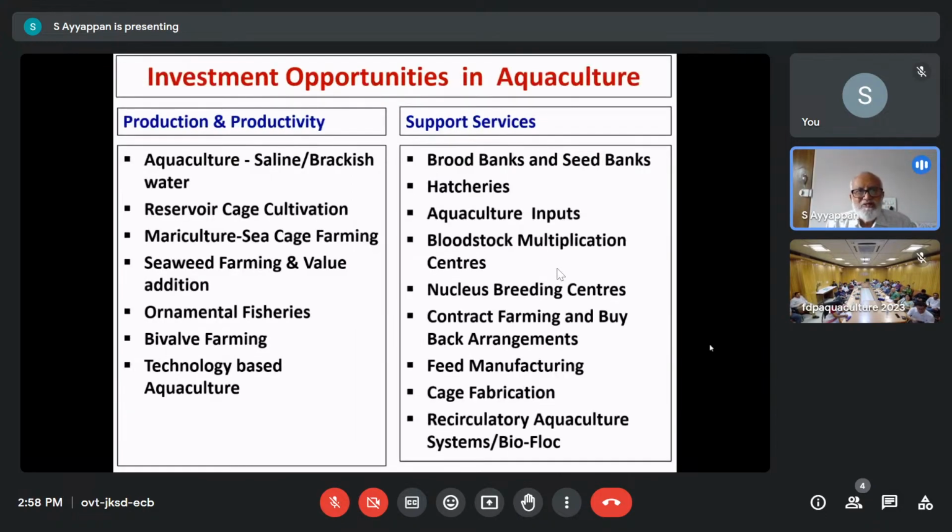Now, investment opportunities in aquaculture, like in saline and brackish water, reservoirs, sea cage farming, seaweed farming, ornamental fisheries, bivalves, and technology-based aquaculture, support services, a number of them. People keep asking, where can I invest? What are the possibilities? So we have listed all of them, like brood banks, hatcheries. Aquaculture inputs themselves can be one area. Broodstock multiplication, nucleus breeding centers, contract farming centers. No, let me tell you, the agriculture areas are all getting saturated. But in aquaculture, there are still huge possibilities when it comes to enterprises.